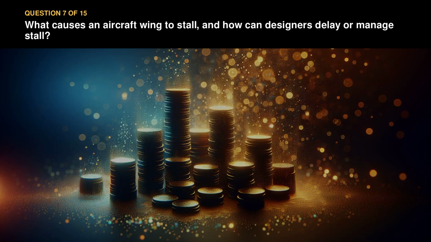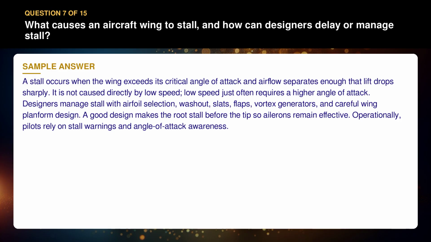Question 7. What causes an aircraft wing to stall, and how can designers delay or manage stall? A stall occurs when the wing exceeds its critical angle of attack, and airflow separates enough that lift drops sharply. It is not caused directly by low speed. Low speed just often requires a higher angle of attack. Designers manage stall with airfoil selection, washout, slats, flaps, vortex generators, and careful wing planform design. A good design makes the root stall before the tip, so ailerons remain effective. Operationally, pilots rely on stall warnings and angle of attack awareness.